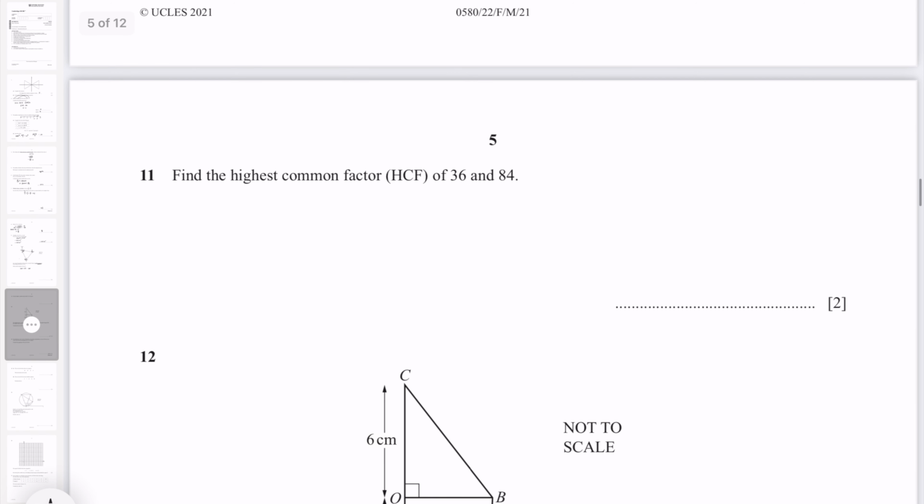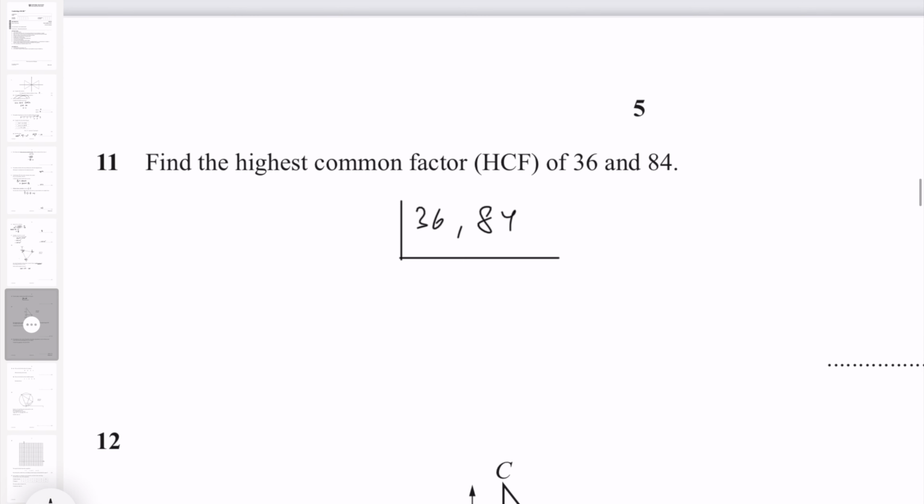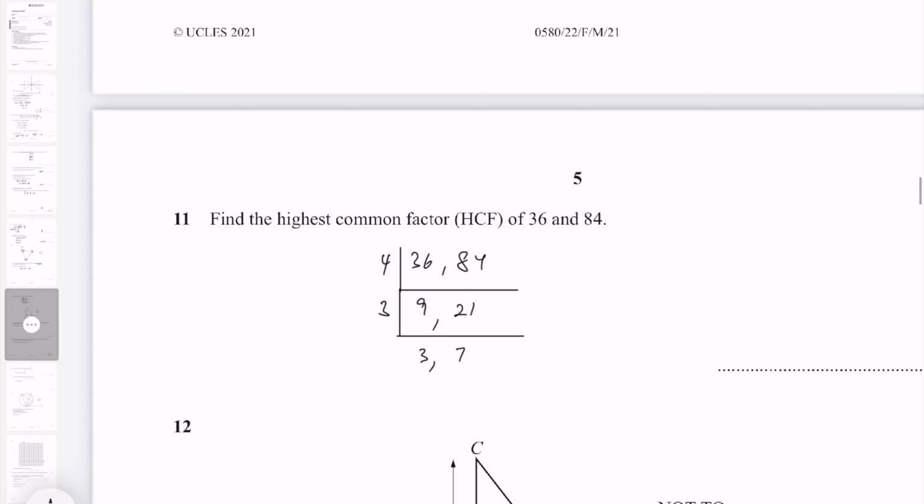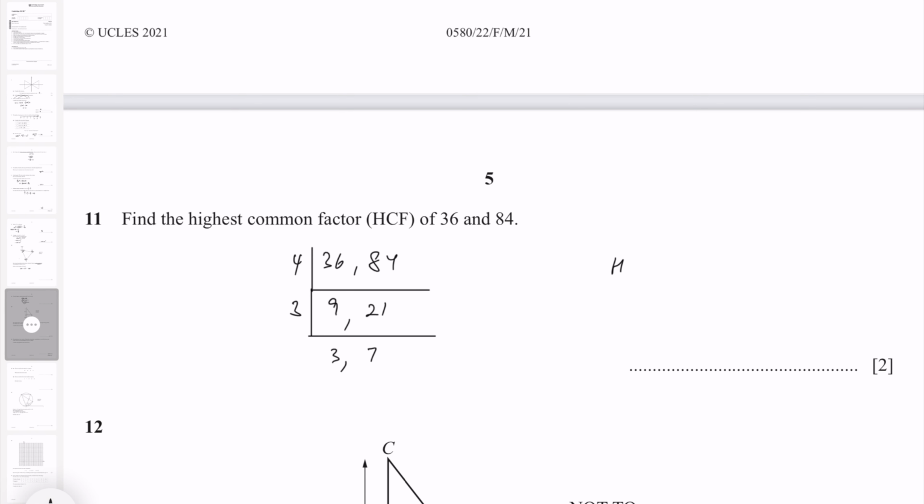Okay, so find the highest common factor of these two. I'm going to use the algorithm method, 36 and 84. And I'm going to divide by, let's say, 4. Yeah, I can divide by 4. That's 9. 84 is just 21. I can divide by 3, so that's 3 and 7. And that's it. So the HCF is just 4 times 3, that's 12.